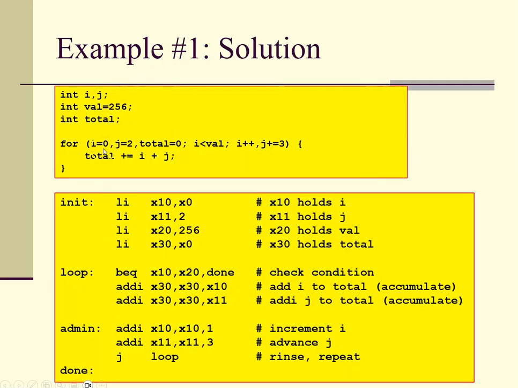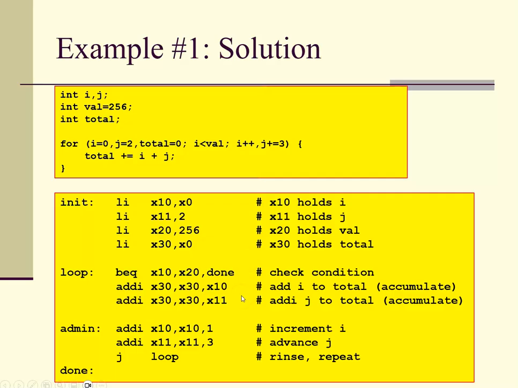So here's the solution. I have to initialize these 3 things, and that's the first thing I do here. Total has been initialized to 0 right there. I could have initialized it up here in the C code, but I chose to do it as part of the for loop.